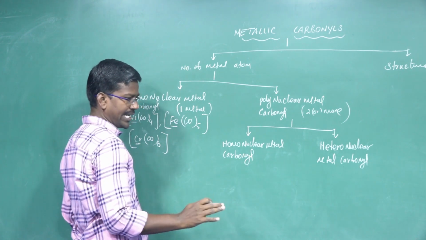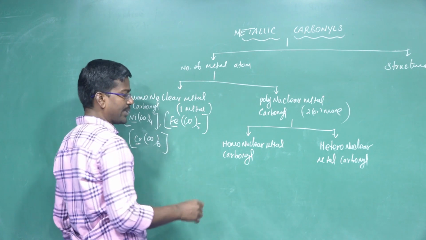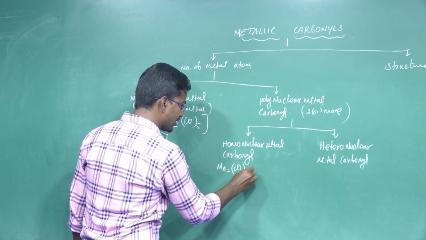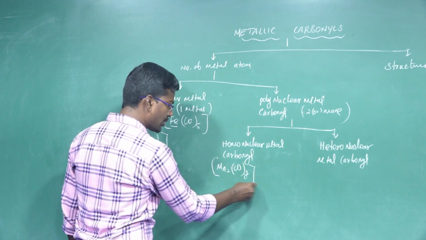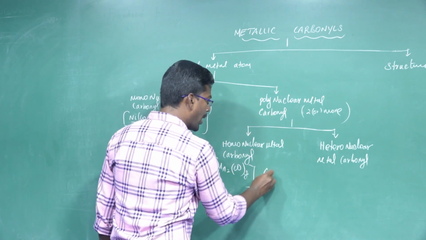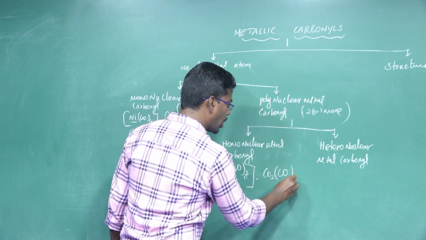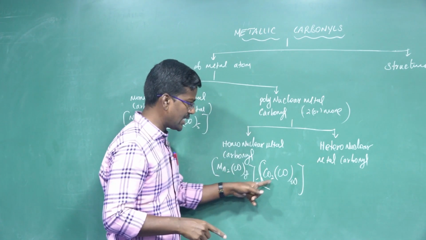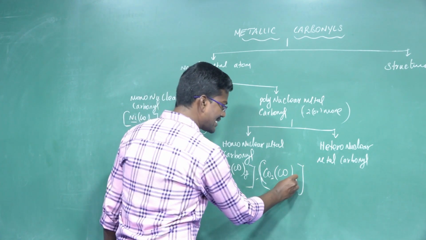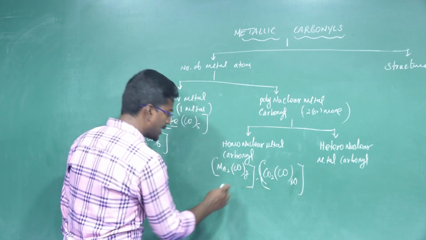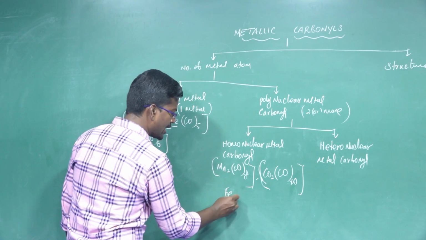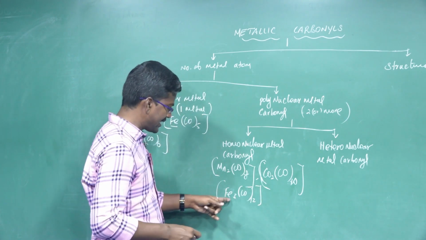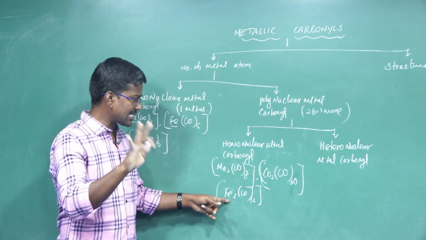Homonuclear metal carbonyl contains two or more metals, but the same kind of metal. For example, Mn2(CO)8: one complex, two metals, and both metals are the same. Then Co2(CO)10: Co is the cobalt metal, CO is carbon monoxide, and there are 10 of them. Another one, in iron, Fe3(CO)12. How many metals are there in this compound? Three metals, and the three metals are the same, so it is homonuclear.